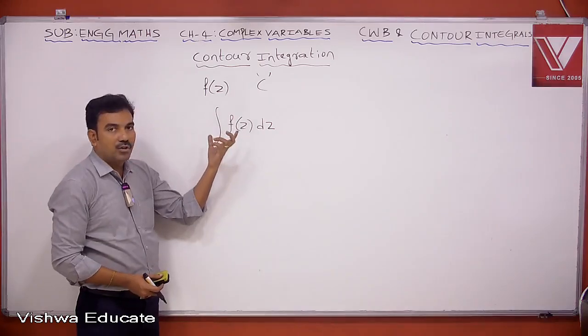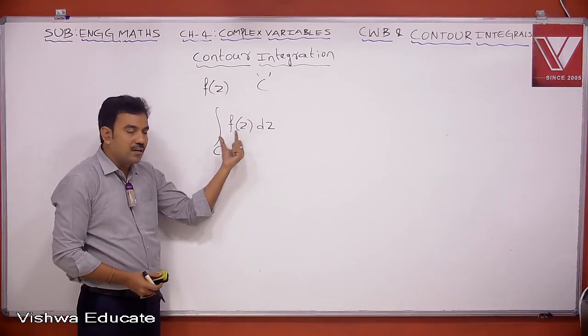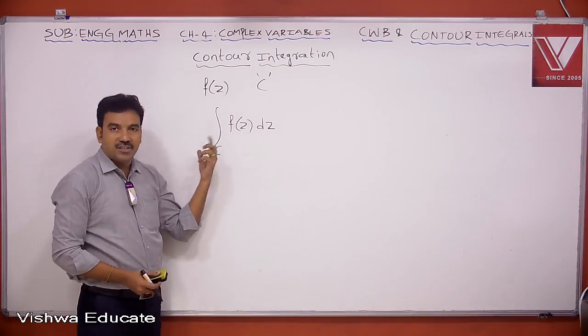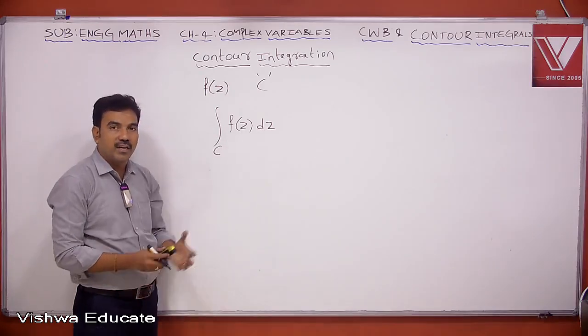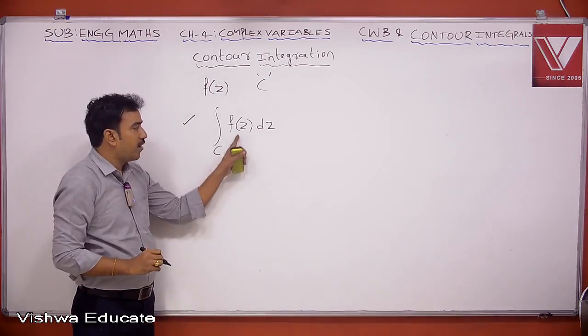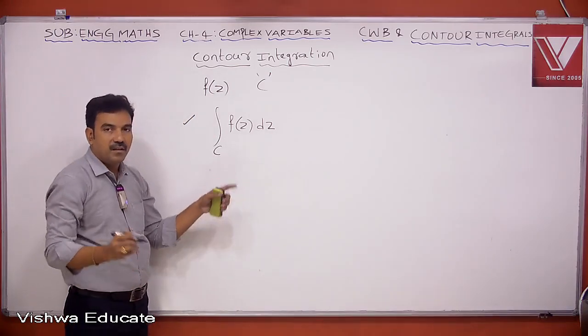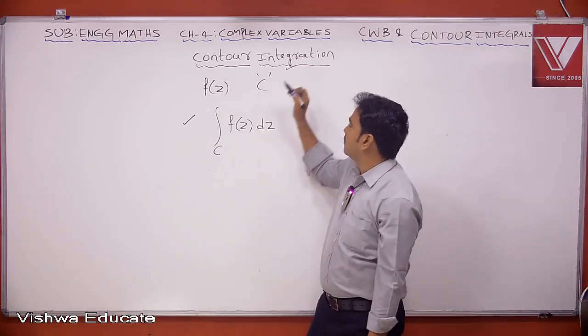So what do we mean by contour integration? Integrating a complex valued function f of z over a contour C is called contour integration, and the corresponding integral is called a contour integral. This is the general structure of a contour integral, integral f of z dz over C. Note this point.